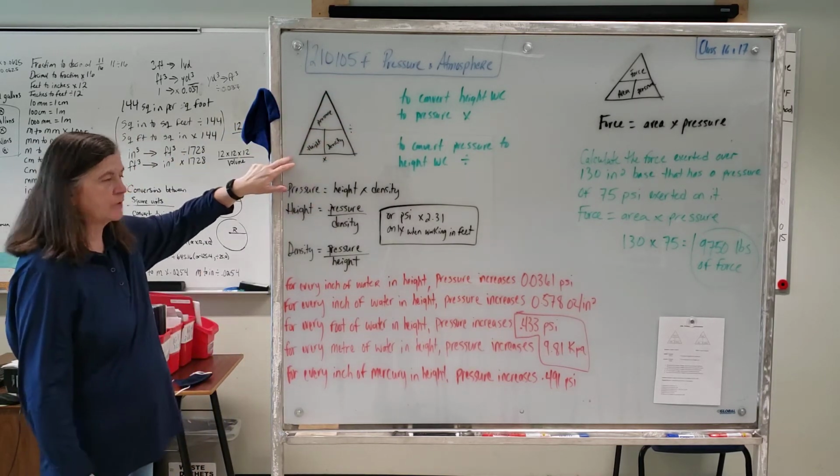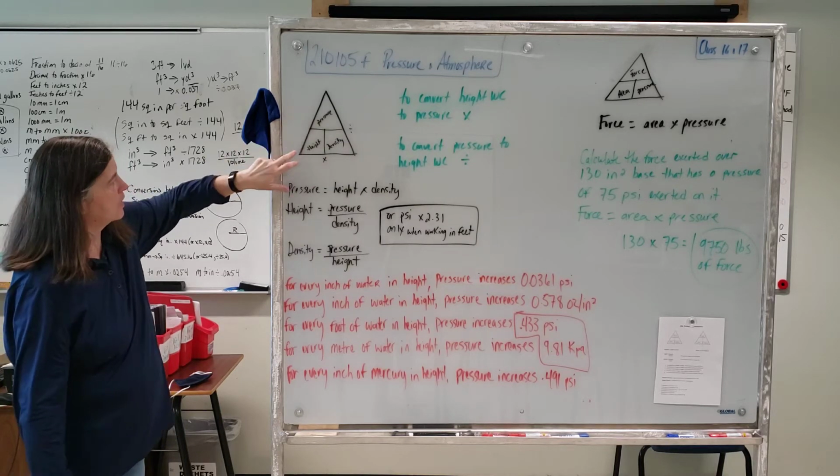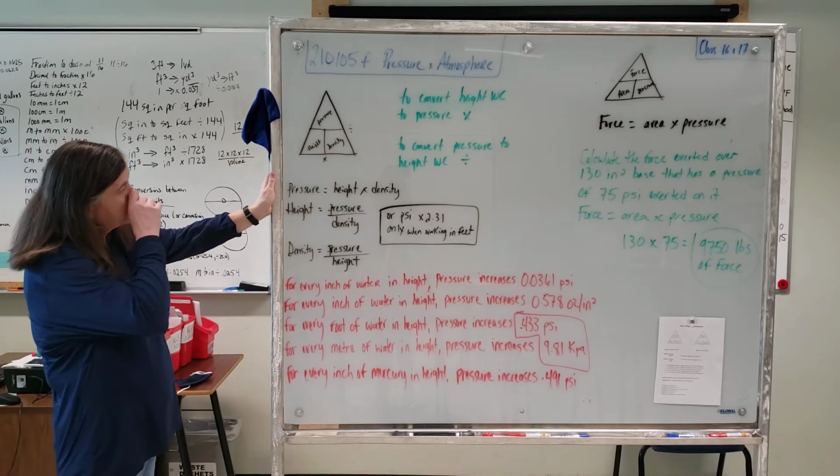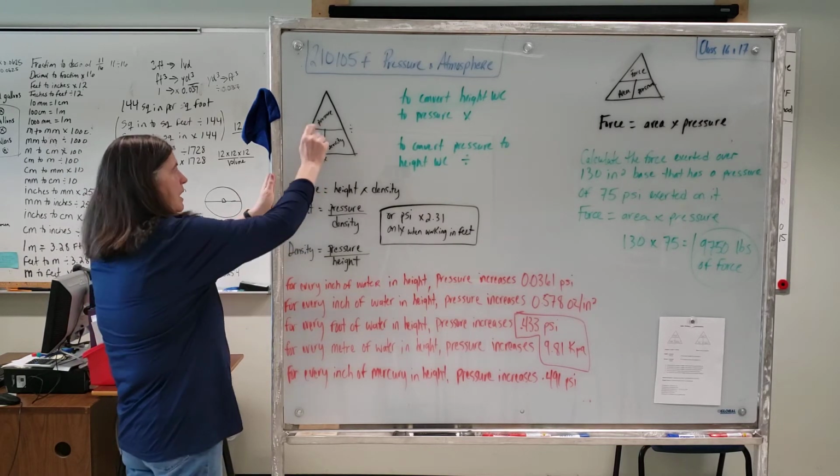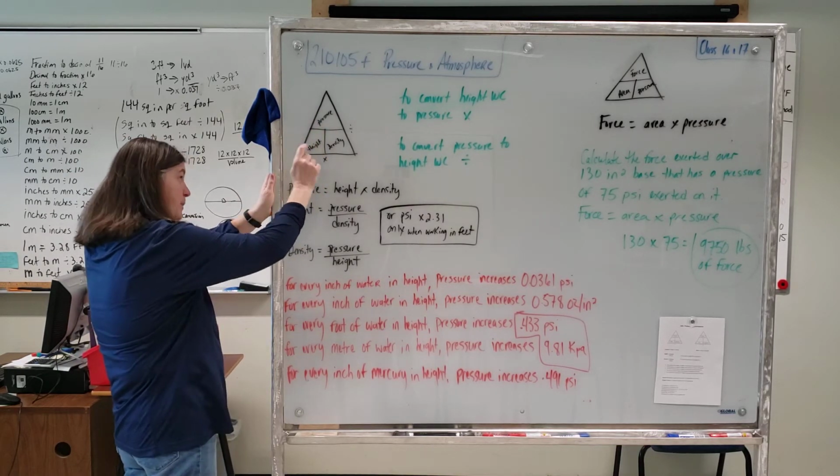And again, we have another pretty formula triangle: pressure, height, and density. If we're looking for pressure, it's height times density. If we're looking for height, it's pressure divided by density.